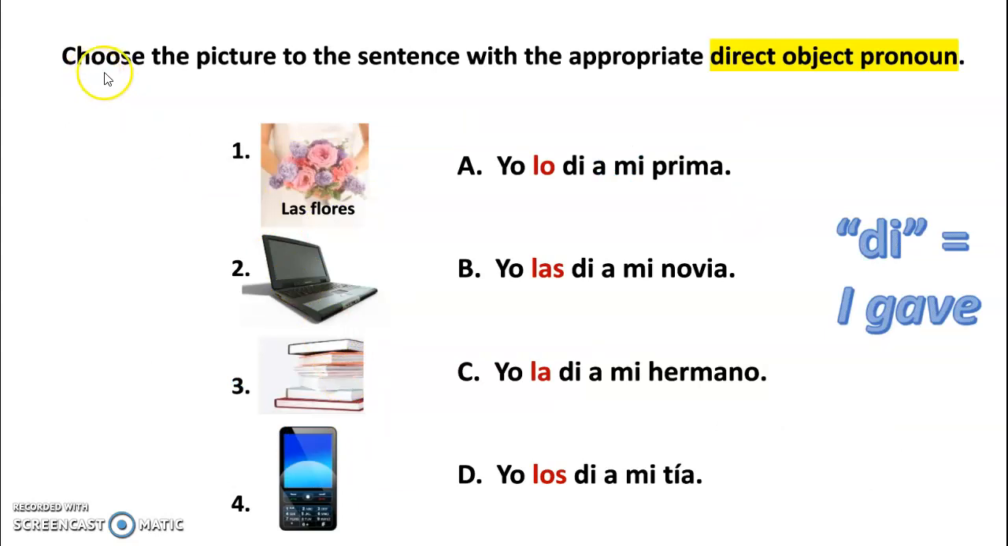For this exercise, I want you to choose the picture according to the sentence with the appropriate direct object pronoun. So you're going to look at las flores, la computadora, los libros, y el teléfono, and pick which one of these answers goes with las flores. Pause the presentation and I'll give you the answers on the next slide.